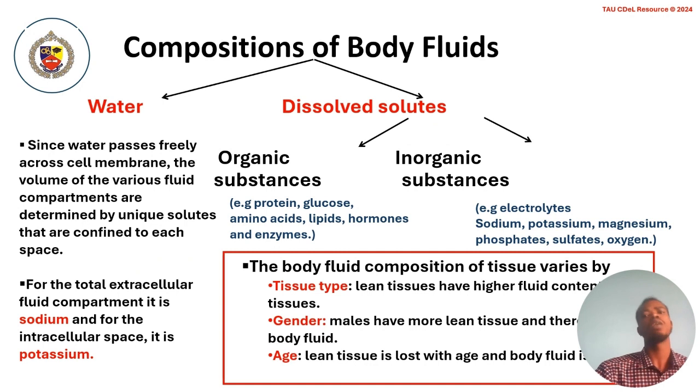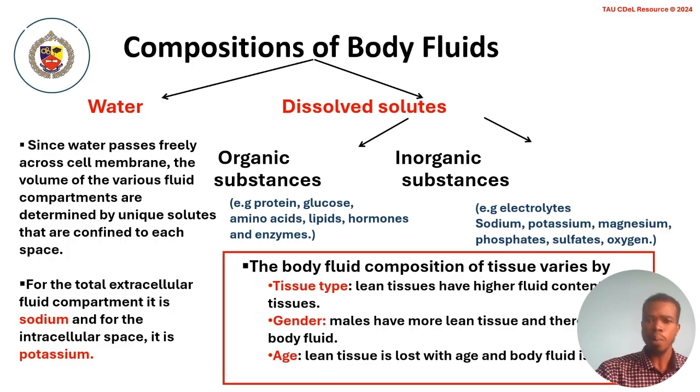Now, what are the compositions of this body fluid? Number one is water. Water takes most of the composition of the body fluid. Then we have dissolved solutes, and they are divided into two: the organic substances and inorganic substances. Organic substances, we have the proteins, glucose, amino acids, lipids, hormones, and enzymes. The inorganic substances, we have electrolytes such as sodium, potassium, magnesium, and phosphates.